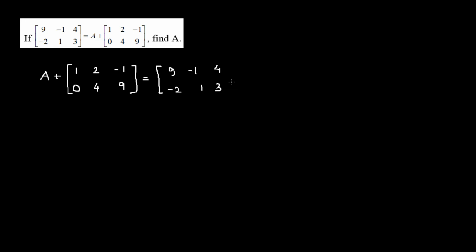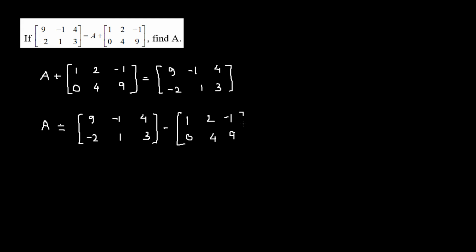-2, 1, 3. Then what we're going to do is take the matrix to the right hand side by subtracting it. So that would give us 1, 2, -1, 0, 4, and 9.